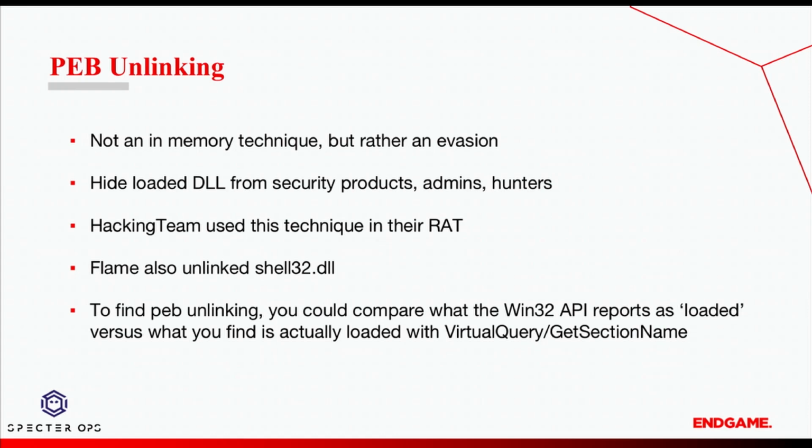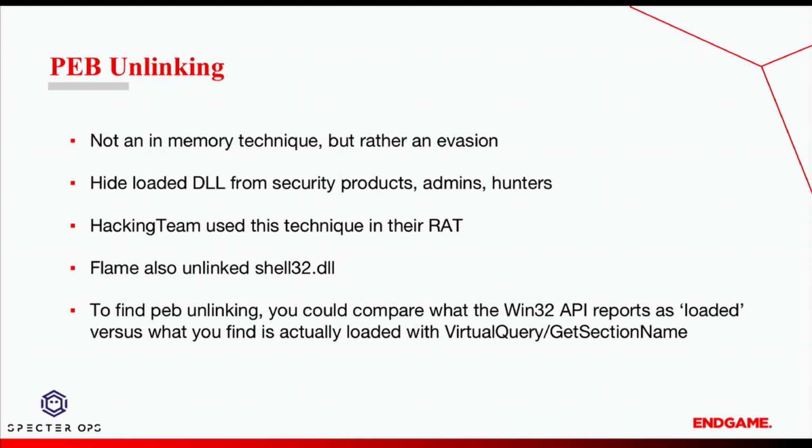I would say PEB unlinking just deserves a quick mention. You're almost getting into rootkit type techniques, but it's still fairly common. Hacking Team used this in their RAT. Flame actually unlinks shell32, so if you're just looking for shell32 loaded into weird processes, you might miss this. So it's something to be aware of and something to look for.